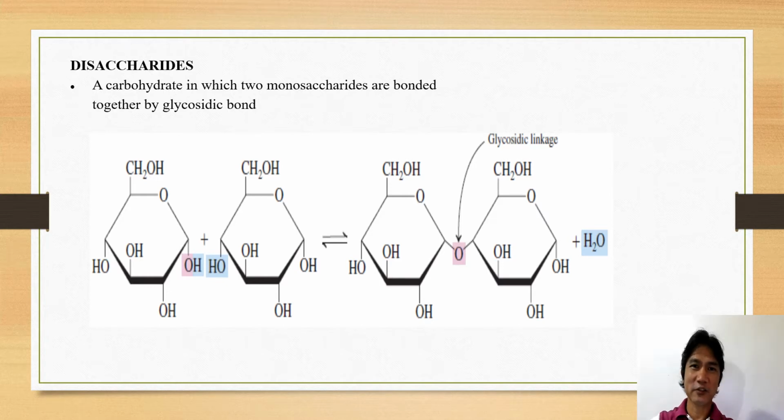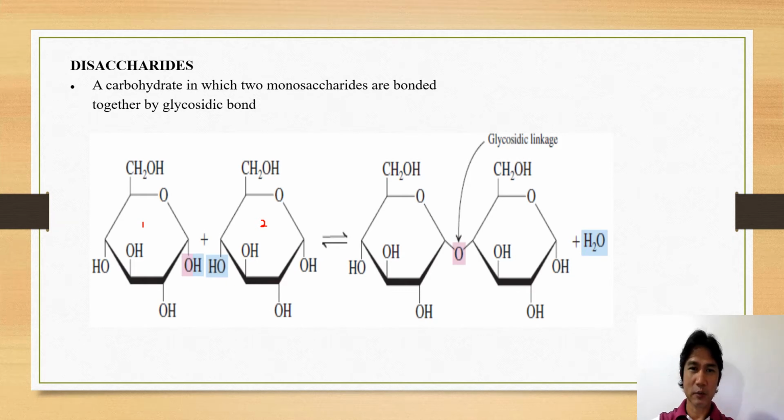Disaccharides are carbohydrates in which two monosaccharides are bonded together by a glycosidic bond. So take note that a bond that connects the two sugar units is called a glycosidic bond or glycosidic linkage. As you can see in this figure, there are two monosaccharides. Let's label this as one. Then this is another molecule of monosaccharide.